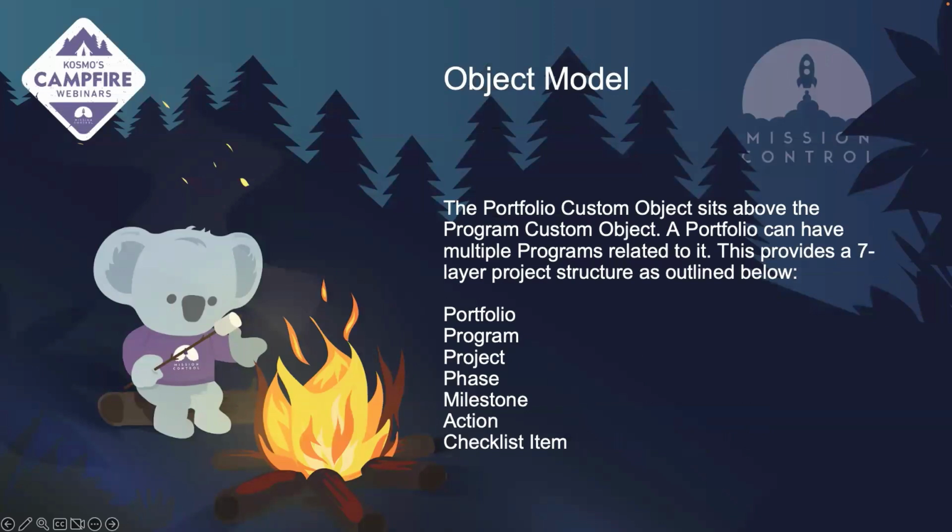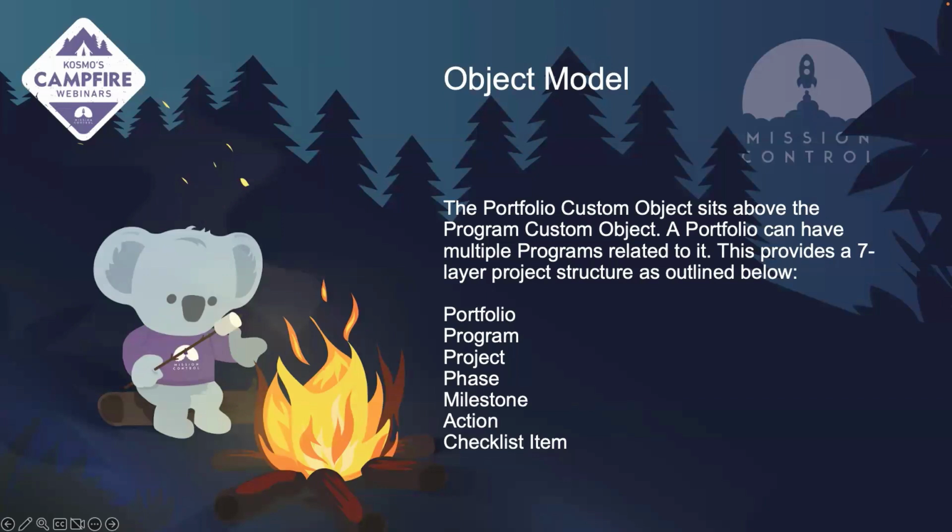All right, so let's discuss the object model. For the portfolio, this object sits above the program level. This can also have multiple programs related to it. So your portfolio will have a collection of programs related to it. This provides a 7-layer project structure, and this is outlined below. Okay, so portfolio will be your top level, program is the second level under that, then you have your project, phase, milestone, action, and your checklist item.